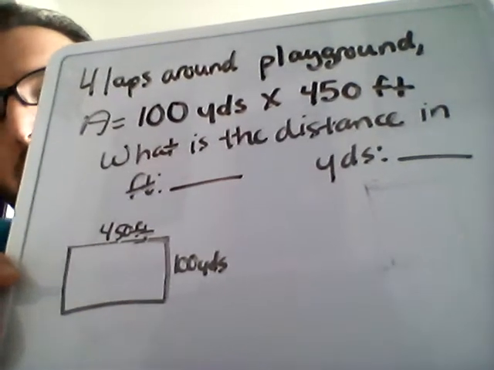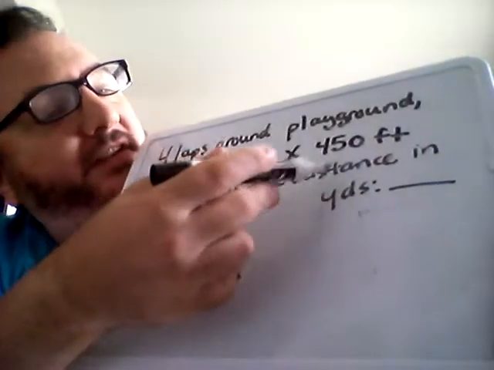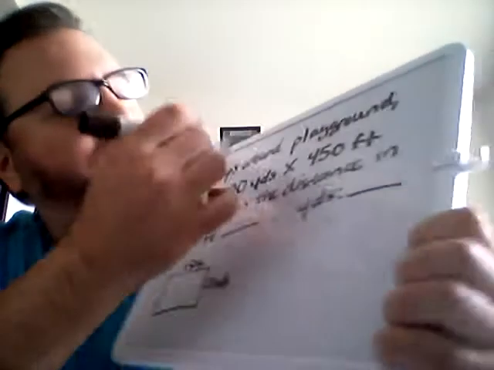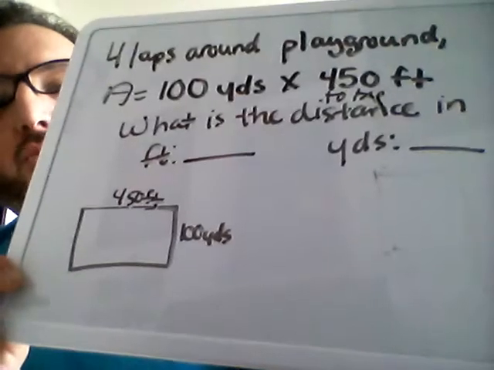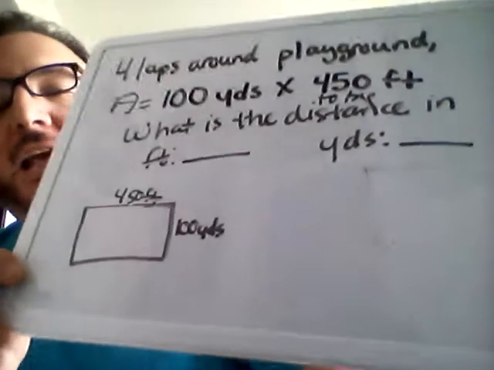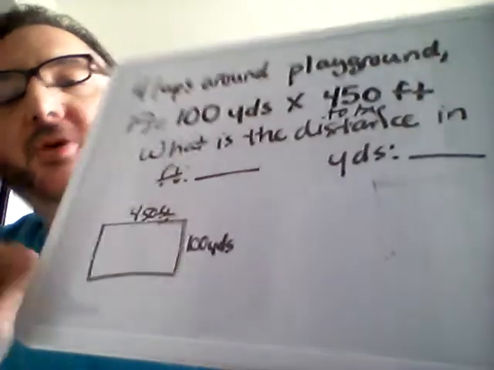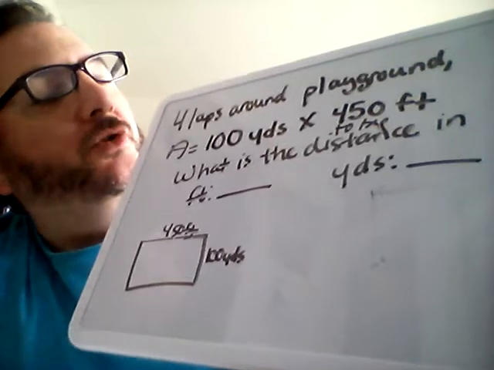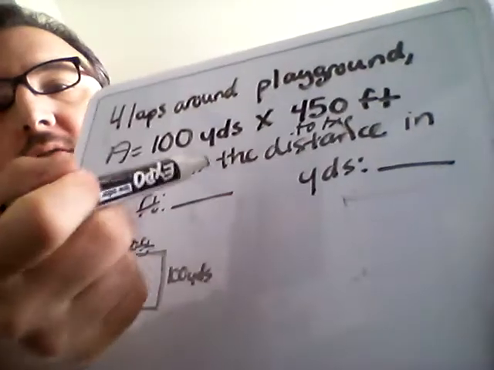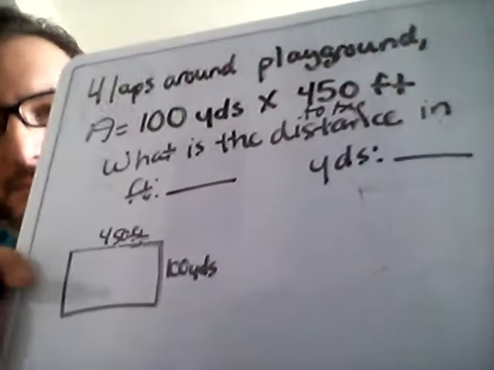Now, the question is, what is the total distance? What is the total distance of the run in both feet and yards? The reason why I put both units there is because I want to be able to convert it both ways. Now, you'll notice that we have 100 yards and we have 450 feet, right?